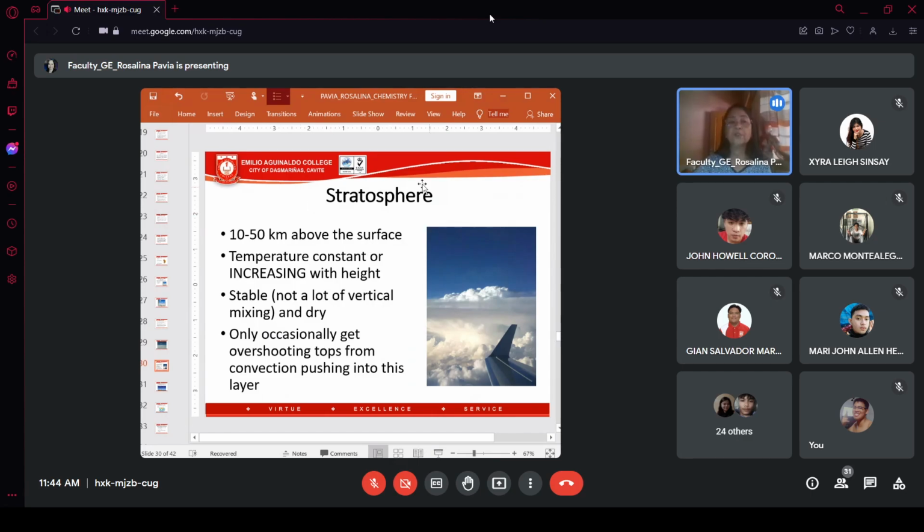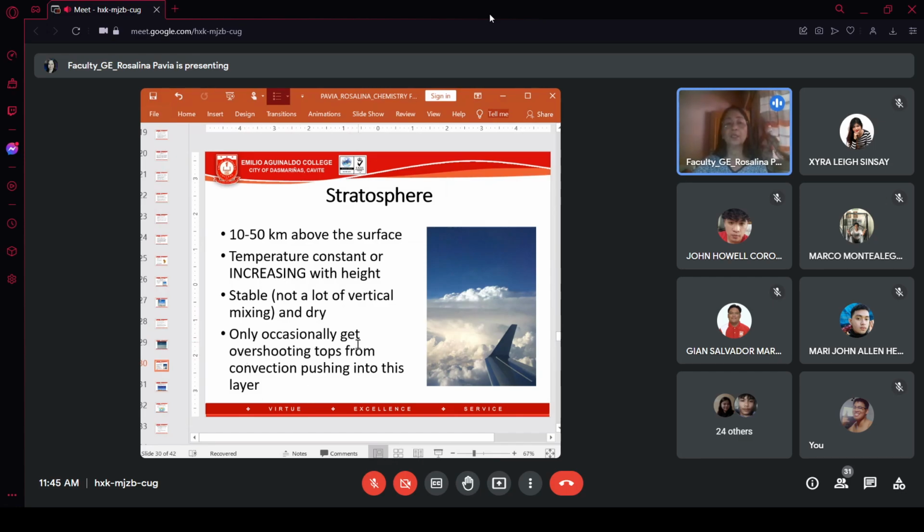So, sa stratosphere naman, that is 10 to 50 kilometers above the surface, the temperature is constant or increasing with height. Stable but not a lot of vertical mixing, and of course dry. Only occasionally, kasi nga ang most weather condition kasi nandoon sa troposphere. So dito sa stratosphere dry na siya, kasi the sun is already emitting UV rays na natatrap lang ng ozone layer doon sa stratosphere. So dry na siya doon.